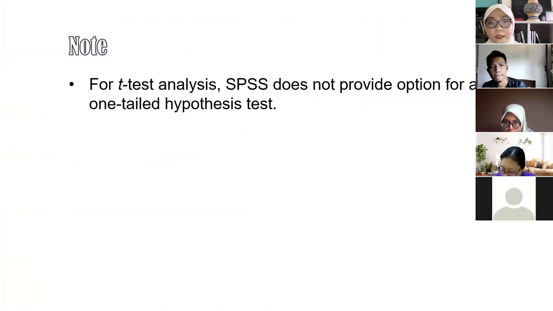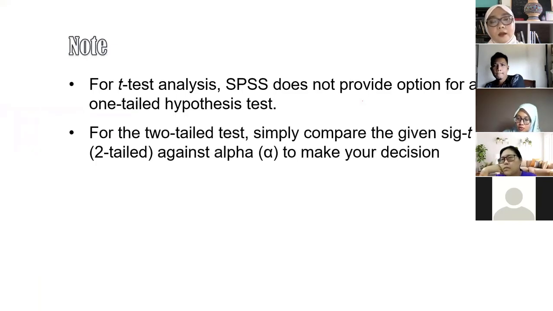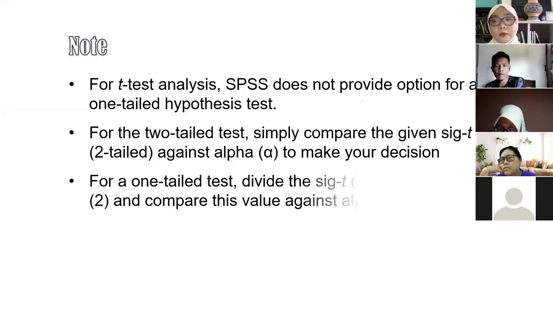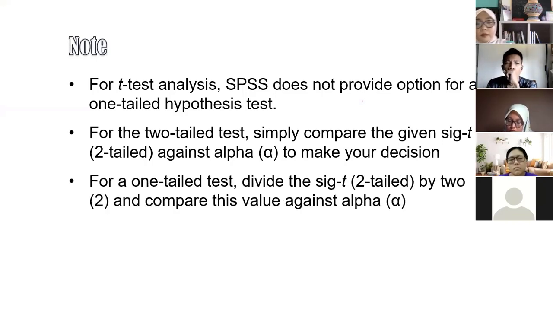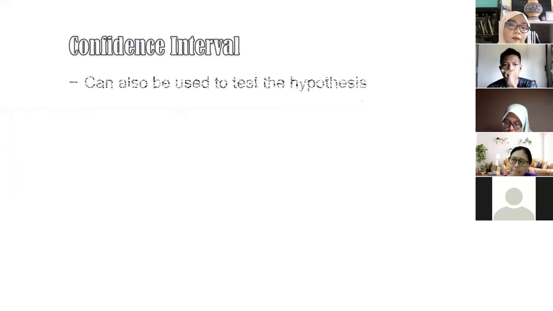If the significant F is lesser than or equal to alpha, we report the unequal variance formula. Same for the t-test, SPSS does not provide an option for a one-tailed hypothesis test. For the two-tailed test, simply compare the given significant T against alpha to make your decision. For a one-tailed test, divide the significant T by 2 and compare this value against alpha.